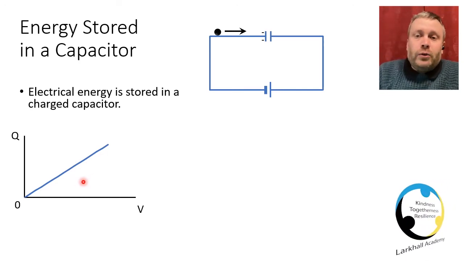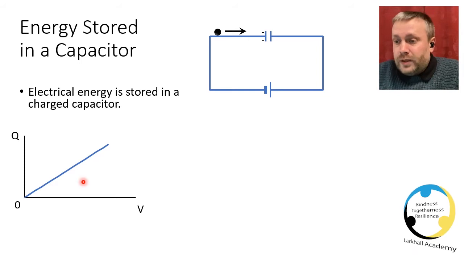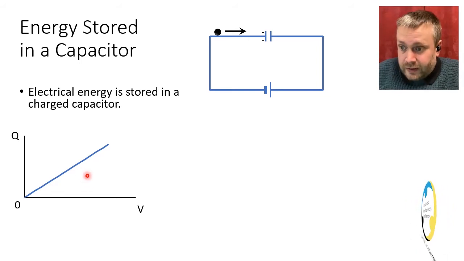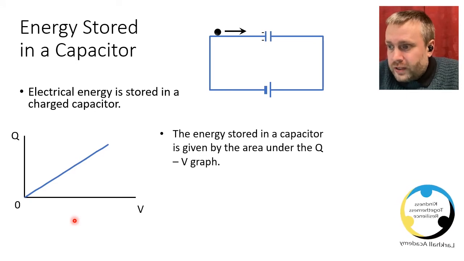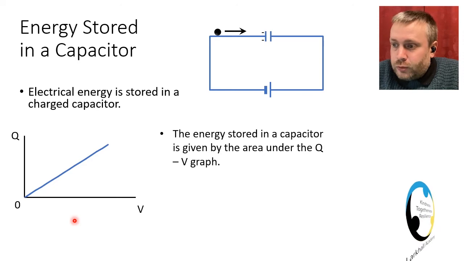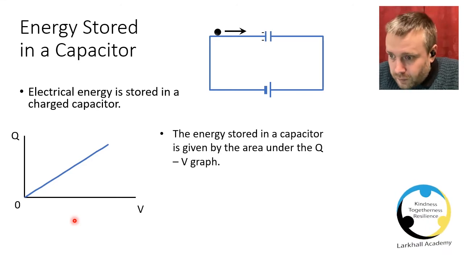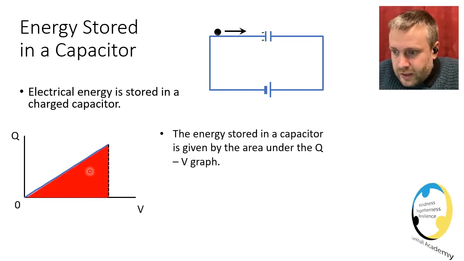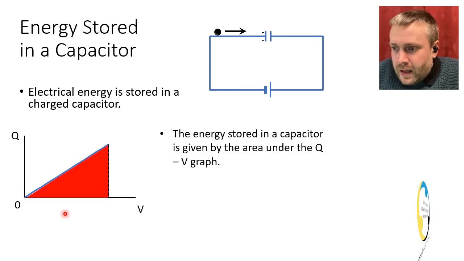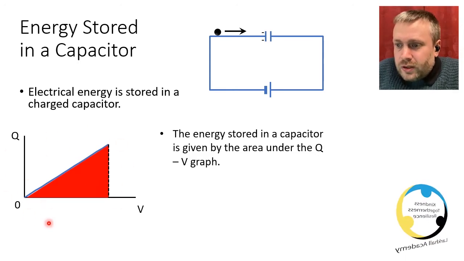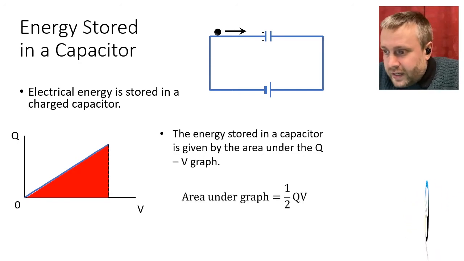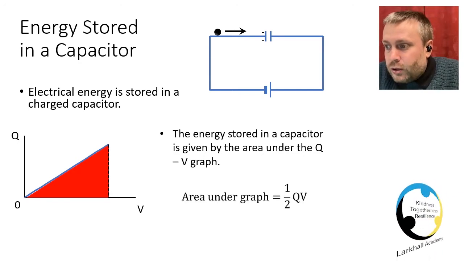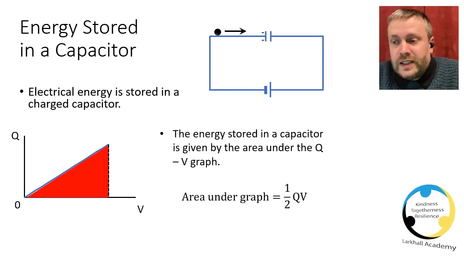If we want to calculate that energy, what we can do is calculate the area under this graph here. So the energy stored in a capacitor is just given by the area under the charge potential difference graph. The area under the graph is this bit marked with red here, and obviously this is just a triangle. Area of a triangle is just a half of the base times the height, so that's going to give us the area under the graph being a half of Q times V.